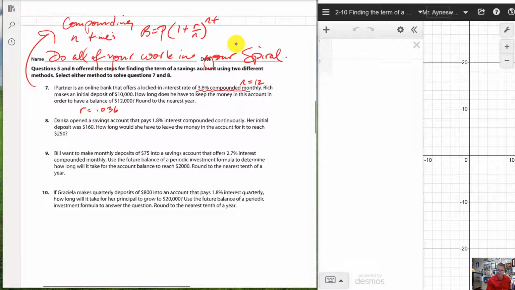Rich makes the initial deposit of $10,000, so the principal is $10,000. How long does it take to keep the money in the account in order to have a balance of $12,000? Okay, so we want a future balance of $12,000. That's B. Okay, future balance $12,000. So how long does he have to keep it in the account to go from $10,000 to $12,000? I don't know. That's part of the problem, right? Okay, so you have to understand. It says right here, how long does it take? Okay, t. I don't know what t is. How many years? This is always in years. How long would this take to make that happen?